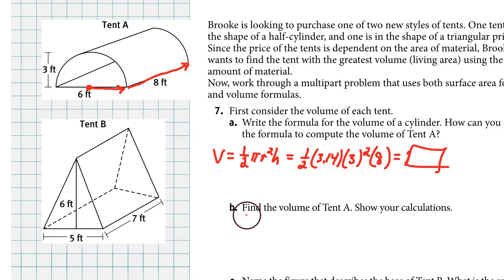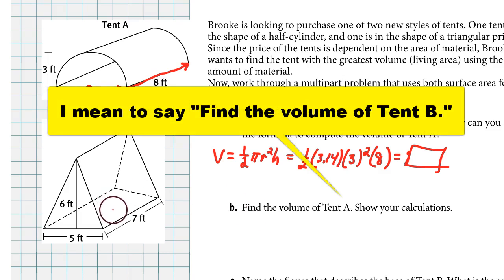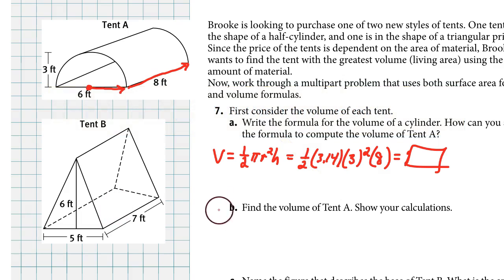Let's go to question B. Find the volume of tent A. You need to decide what shape tent A is. It is a triangular prism. So write the volume formula that you use for prisms.